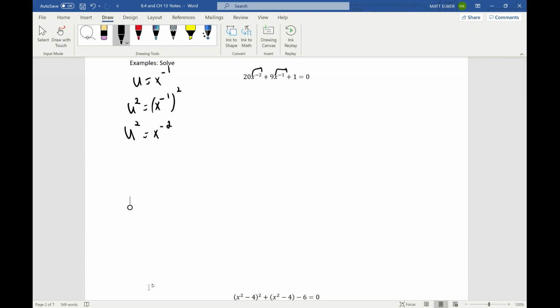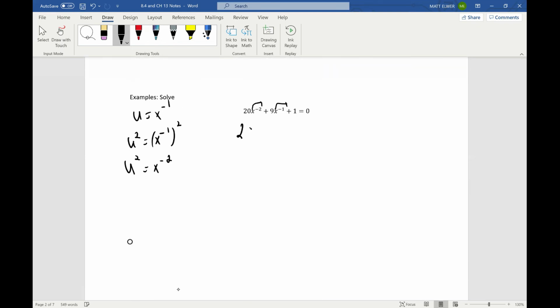Okay, so now that we've done that, the next thing that we can do is substitute those in. So we get 20u squared plus 9u plus 1 equals 0.